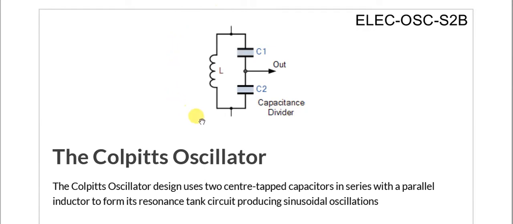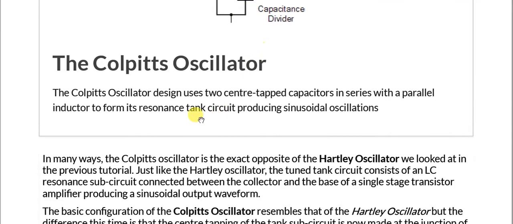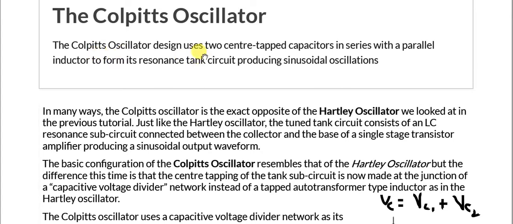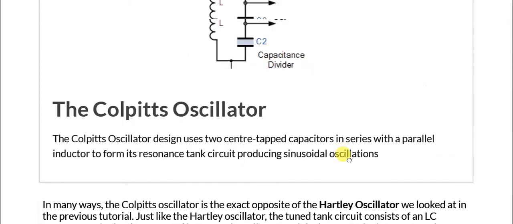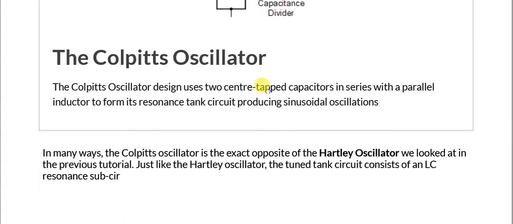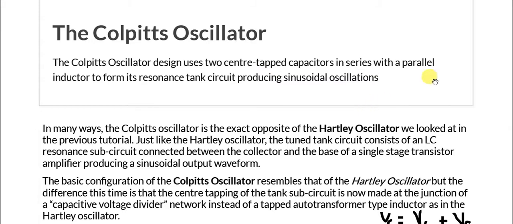Component, which is the tank circuit, the LC tank circuit, and clearly one can see that here we have got split capacitors C1 and C2. The main capacitor is split into two capacitors for the feedback of the signal. The Colpitts oscillator design uses two center-tapped capacitors. They are connected in series. Remember one thing, in series with a parallel inductor to form its resonance tank circuit, producing the sinusoidal oscillations.